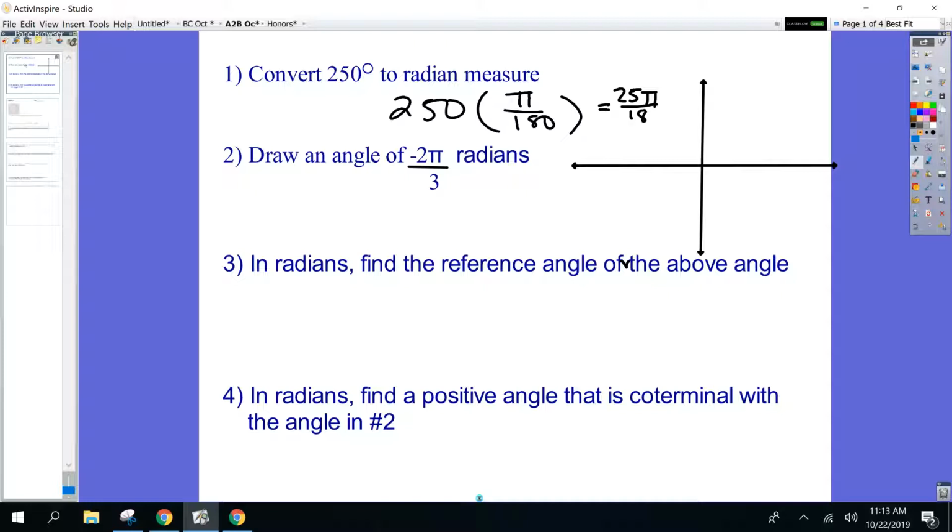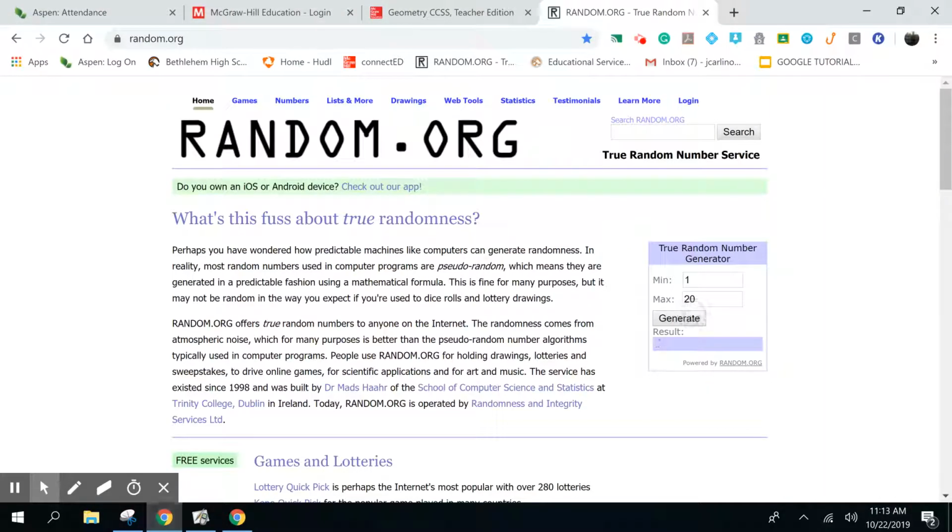All good. Okay. Draw an angle of negative 2 pi over 3 radians on my graph here. So I'm assuming most of you converted it first, right? Okay, what is negative 2 pi over 3 in degrees?